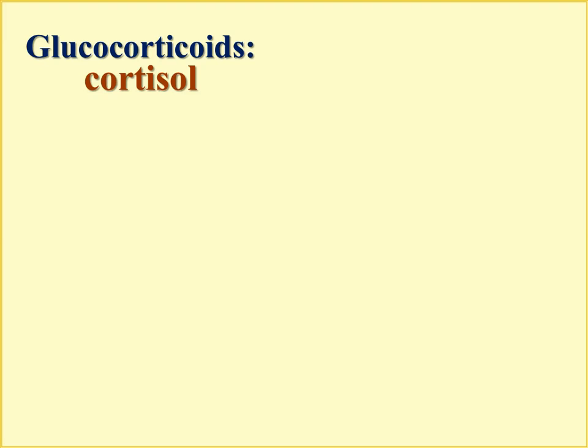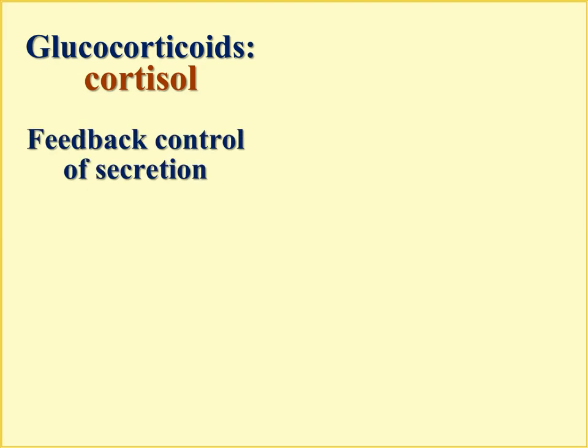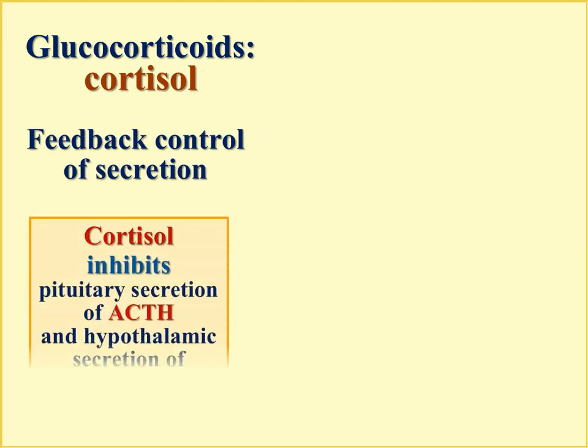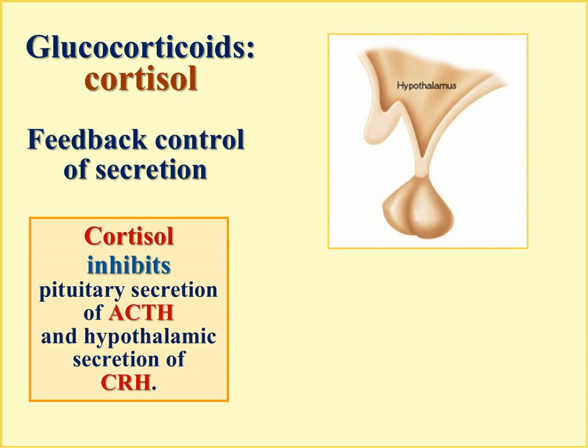Now, let's consider cortisol in detail. First, let's recall feedback control of secretion. Cortisol is stimulated by ACTH, which is stimulated by CRH, but then cortisol, by negative feedback, inhibits both ACTH of the pituitary and CRH of the hypothalamus.